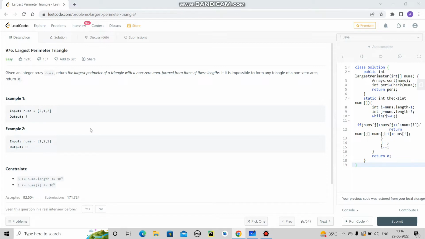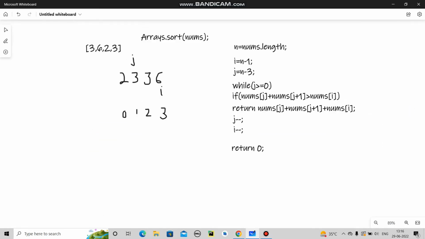Things get changed when we are given more than three sides. For example, in this we are given four sides. So first we are going to sort this array and the resultant array would be 2 3 3 6. Here two triangles can be formed, first using this chunk and second using this one.